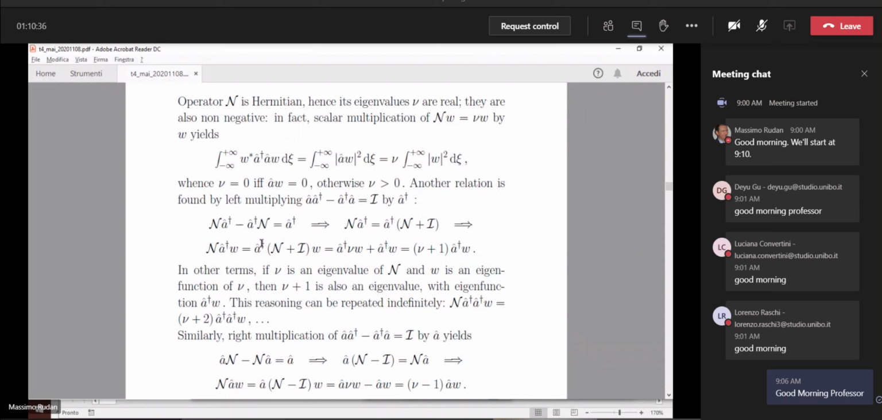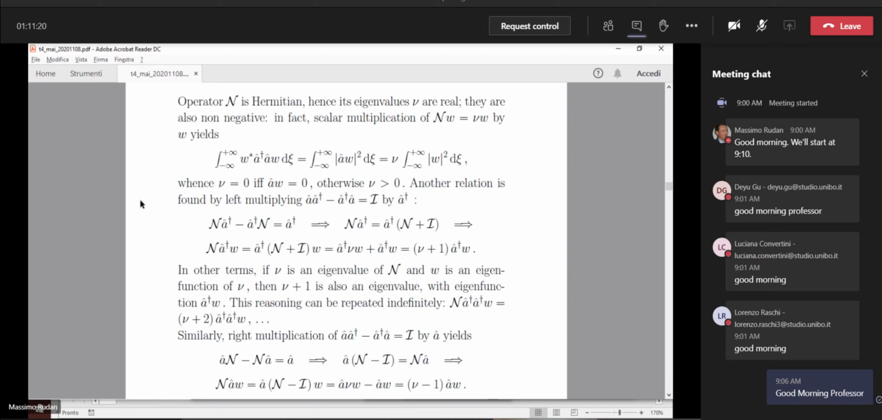Okay, so we continue our reasoning. We are back on the page in which we were doing the calculation of the ladder of the eigenvalues. And as I anticipated, we now want to check whether it is possible to find a procedure by which we go backwards in the calculation of the eigenvalues.